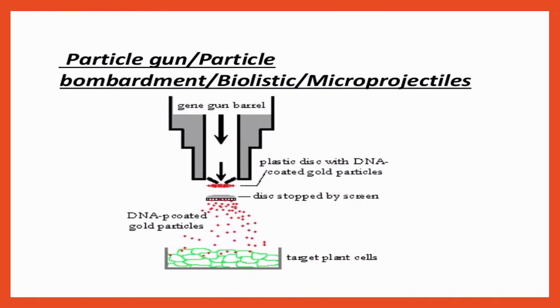Here you can see some synonyms of the gene gun method: particle gun, particle bombardment method, biolistic method, microprojectile method. These are all synonyms of the gene gun method. Here you can see a gene gun in which DNA is filled. There is a plastic disc with DNA-coated gold particles; sometimes tungsten particles are also used. This is topped by a screen, and then the DNA-coated gold particles are bombarded on the target plant cell, and the DNA-coated gold particles enter inside the target plant cells. In this way we can avoid rejection.